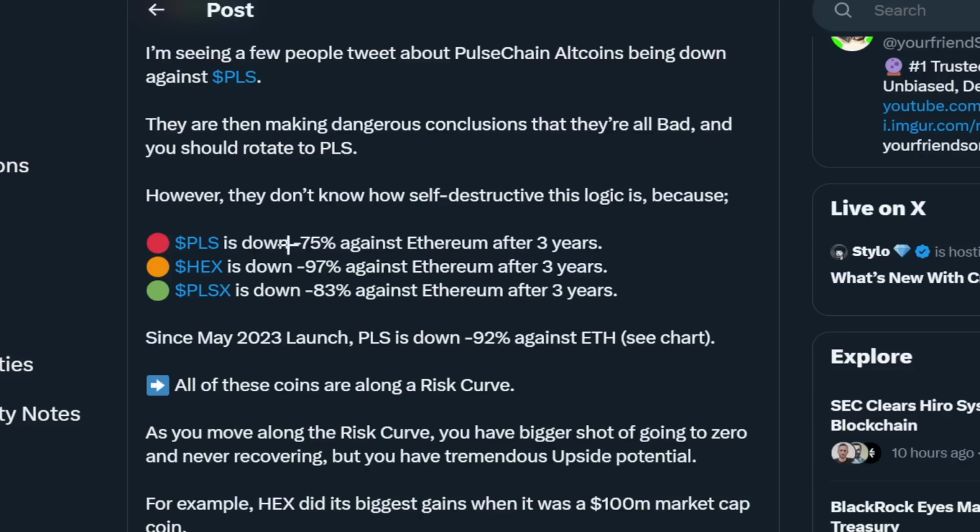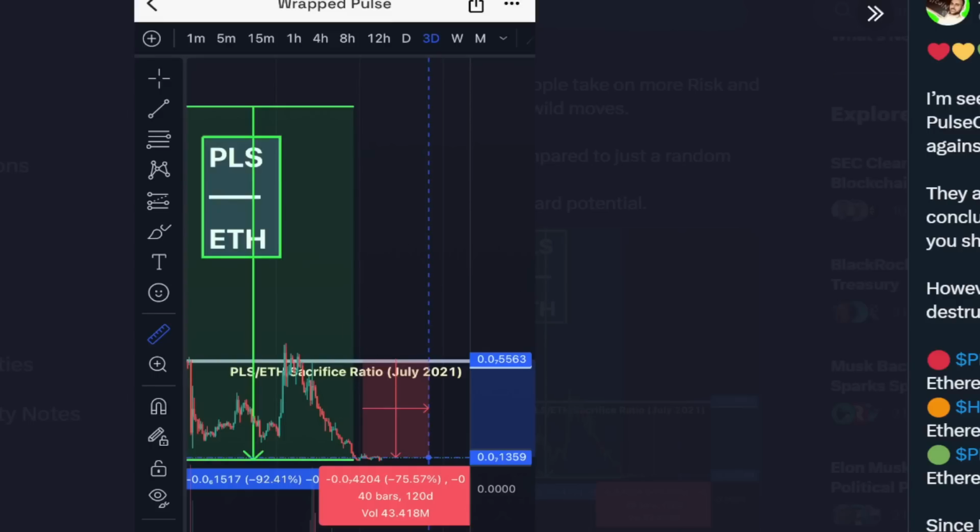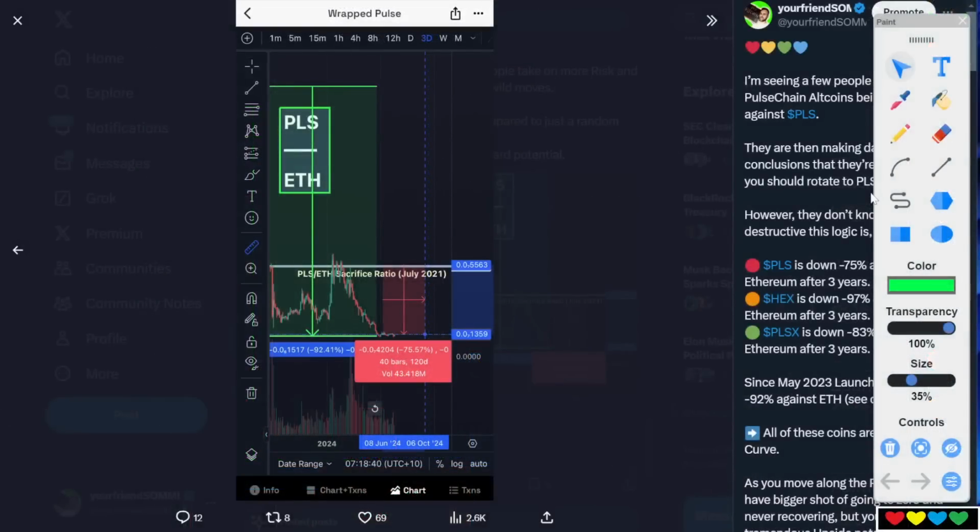Now, here are the real numbers though. And when you see these, okay, friends, newsflash, every single coin that went up, you were obliterated, okay? So look, firstly, I'll just show you, okay, Pulse today, you're down 75% against Ethereum after 3 years. So that's this chart here. I can actually show it to you in a bigger one. So this is the Pulse to ETH ratio. And the line here was the sacrifice from 3 years ago. So it's down 75%, okay? Down 75%.